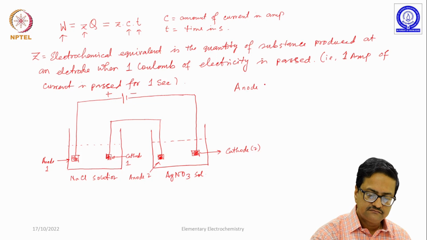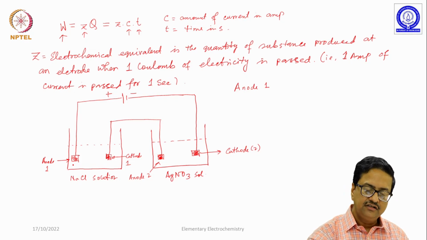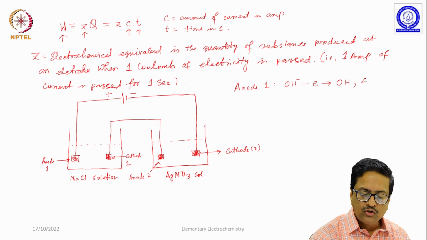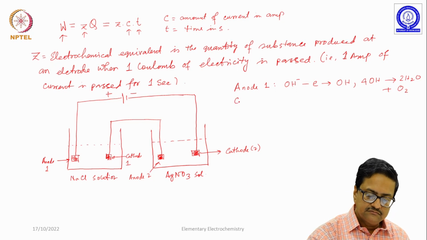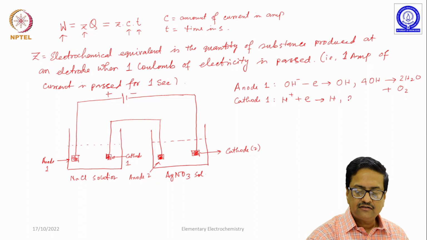anode 1 is this one. See, this is an aqueous solution of sodium chloride. So what should happen is OH minus should release electrons, get converted to OH, and then eventually 4OH should give you 2 water plus oxygen. And cathode 1 should take care of the H plus ion, which will come and get the electron, get neutralized to a hydrogen atom, and two such hydrogen atoms will give you hydrogen gas, right?